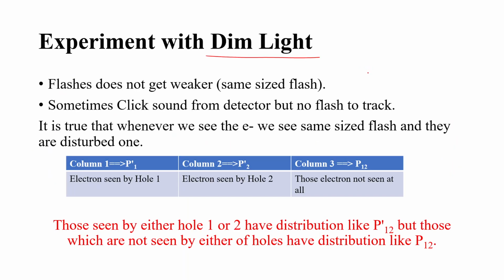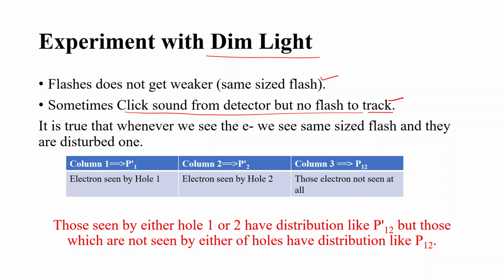So what we observe is that the flashes do not get weaker, we get the same size flash. So sometimes there is a click sound from the detector but no flash to track. This must be noted. So it is true that whenever we see the electron, we see the same sized flash and they are disturbed ones.